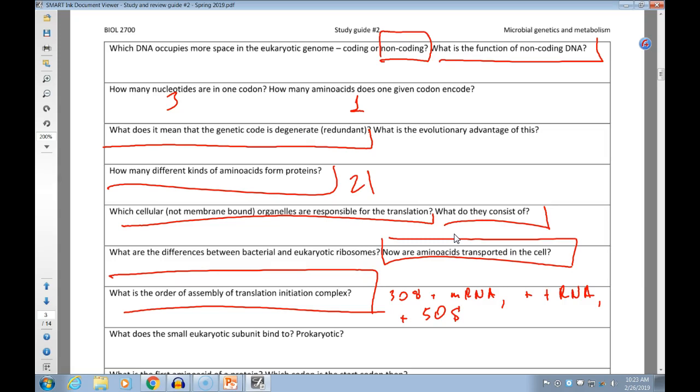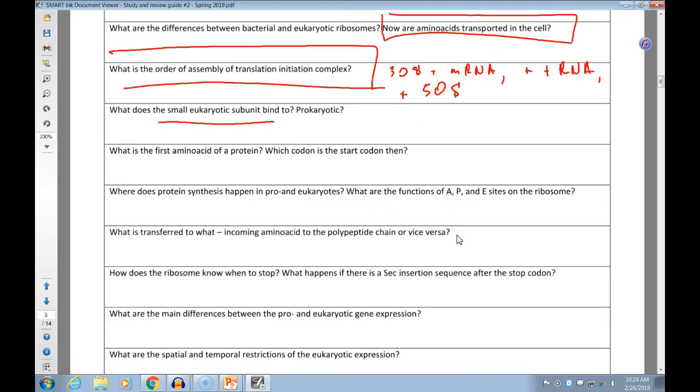Okay, so the small eukaryotic subunit, as I just mentioned, binds to the 5' cap structure. Prokaryotic binds to the Shine-Dalgarno sequence. Now, the first amino acid, methionine, first codon AUG, protein synthesis happens.